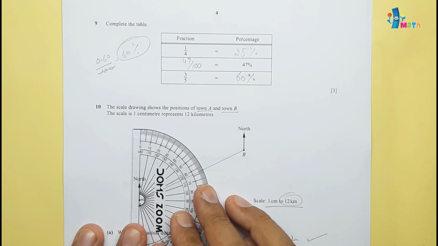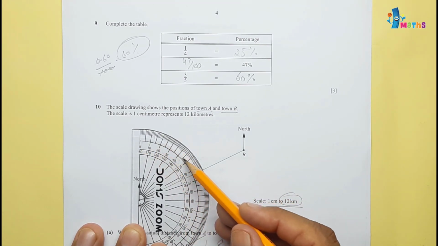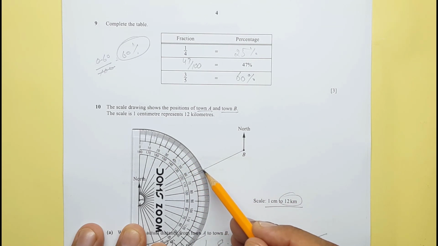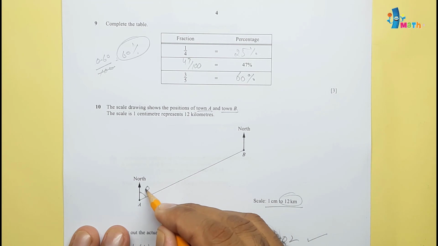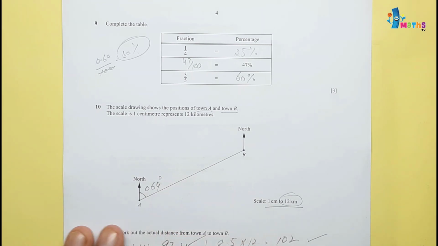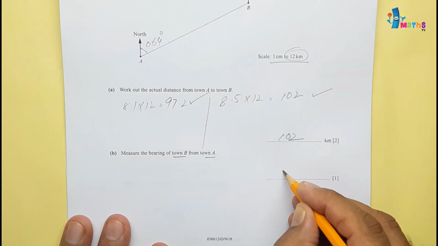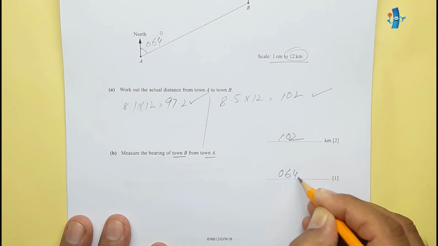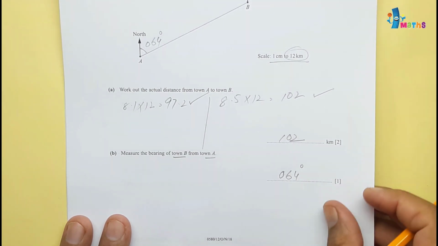If you check this one, this is 0, 10, 20, 30, 50, 60, and this is up to 64. So we can write here 0, 64. You know, bearing we are writing in 3 digits, so we cannot write 64. We will be writing with the leading 0, so 0, 64. Degrees also we can mention, that is not an issue.